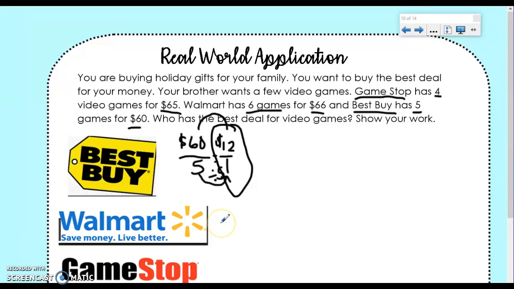Now let's talk about Walmart. Walmart has 6 games for $66. So I'm going to say, okay, well, $66 for 6 games. How would I get from 6 to 1? Because I want to figure out how much one game is. To get from 6 to 1, I know I need to divide by 6. If I divide by 6 on the bottom, I need to divide by 6 on the top. And 66 divided by 6 gives me 11. So at Walmart, it's $11 for one game.